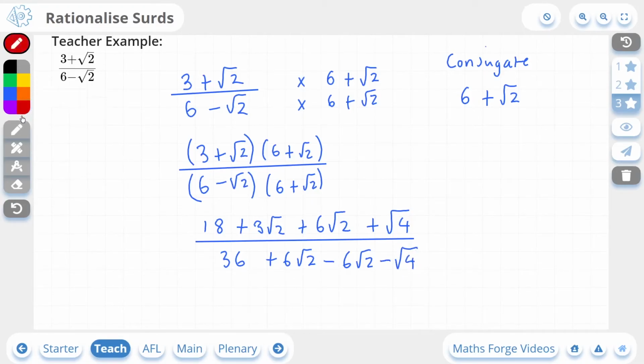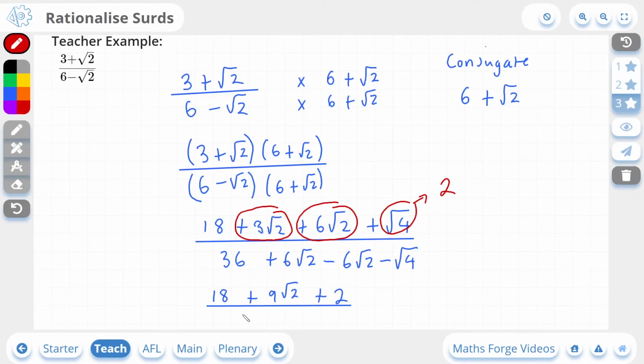Now let's simplify this further. You can see in the numerator, the root 4 breaks down into 2, and the two central terms, positive 3 root 2, can be added to 6 root 2. And so for the numerator, we're going to have 18 plus 9 root 2. Of course, the 9 root 2 comes from the 3 root 2 plus the 6 root 2, and then we're going to have plus 2 at the very end here.